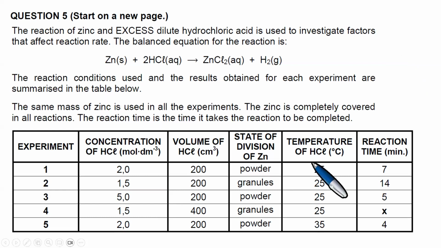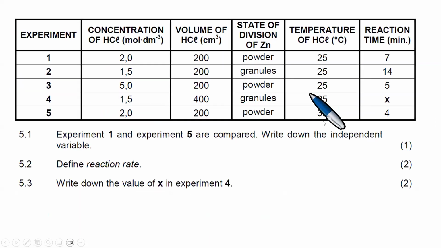In the question that we're going to discuss next week, it is about the reaction between zinc and hydrochloric acid. This is one reaction that produces hydrogen gas, and we saw that we can test for hydrogen using a glowing splint. We're going to discuss questions like this. We'll define reaction rate, look at how we can write down the value of X, and look at a couple of experiments.